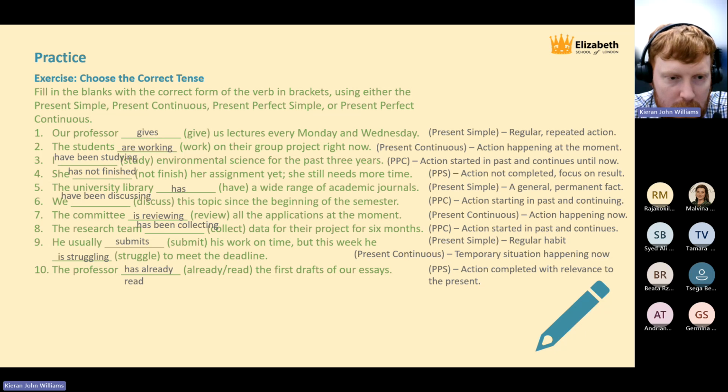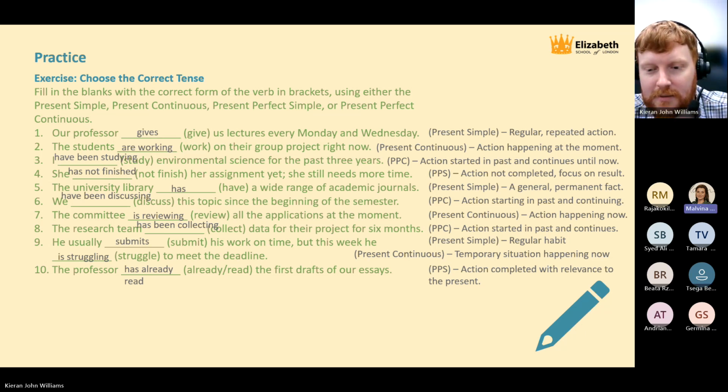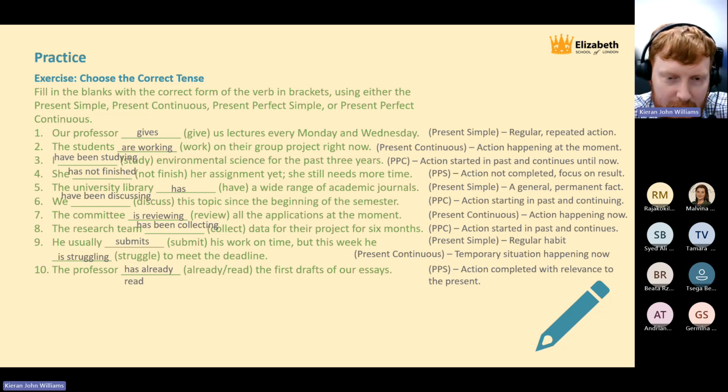In number 4, we've got yet. So what do you think for this one? She has not finished. Very good, excellent stuff. Right, number 5, the university library, a wide range of academic journals. This is some kind of fact or truth. What do we use? Present simple. So it is a fact, so present simple.